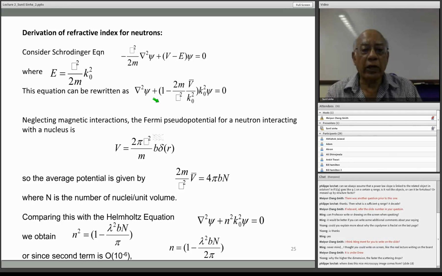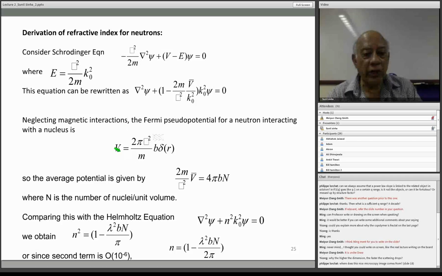So this is rewriting the Schrodinger equation to look like the Helmholtz equation. Now, this V is the average potential the neutron sees in the solid. As we will see, the potential between a neutron and an individual nucleus is given by 2 pi h bar squared over the mass of the neutron times the scattering length times the delta function. This definition with these prefactors gives you, in the Born approximation, the scattering which looks like a spherical wave with amplitude b. That's why you have to put these factors in.